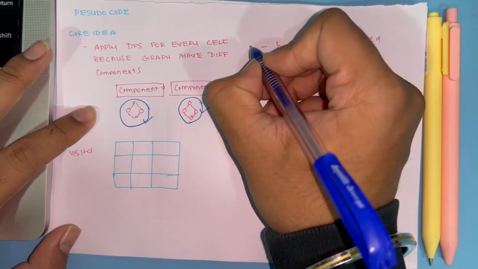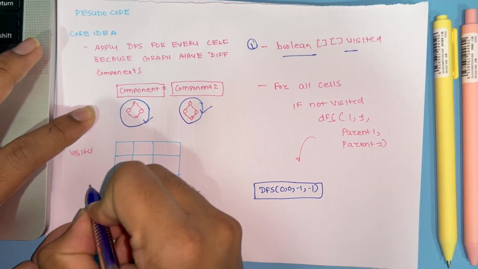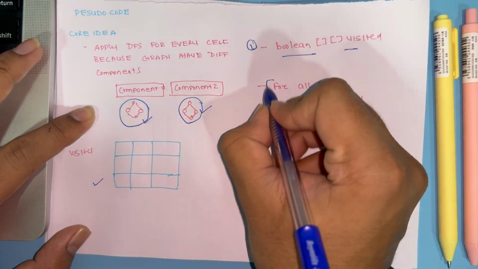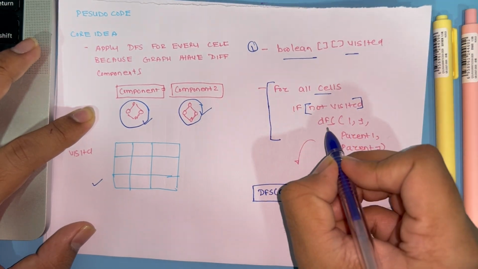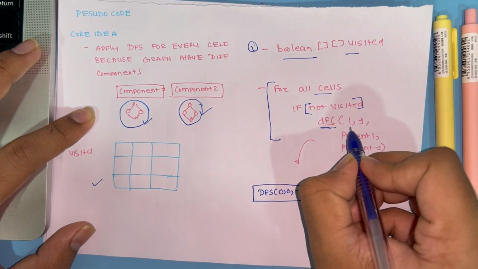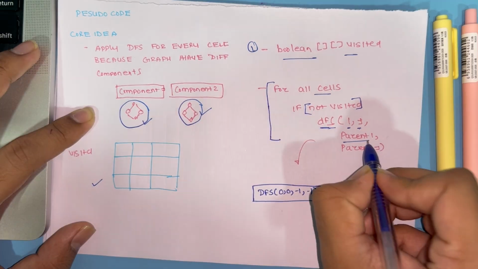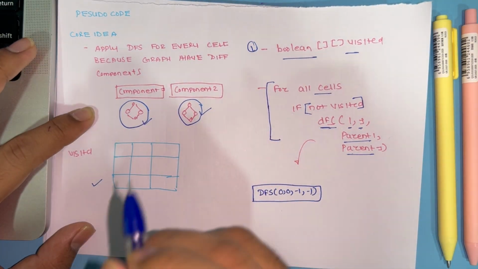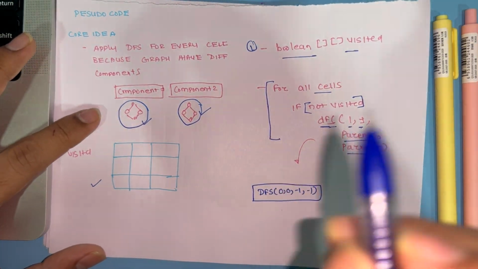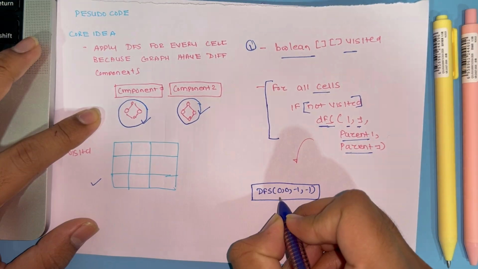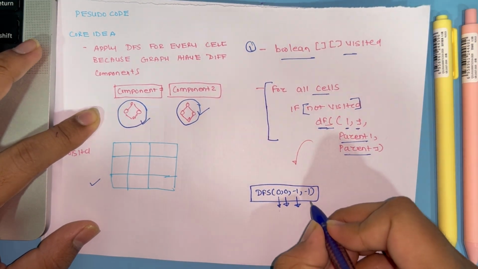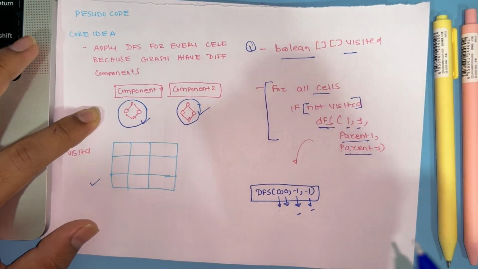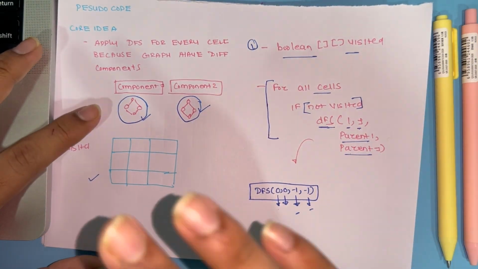So in the first step, we are just taking the visited array, and then we are iterating over all the cells, and if they are not visited, we apply the DFS, taking the parameters i, j, parent of i and parent of j. In the first iteration in our example, the parameters will be 0, 0, parent of i will be -1 and parent of j will be -1, because we are just starting, there is no exploration built in.